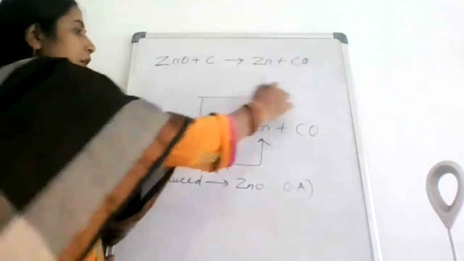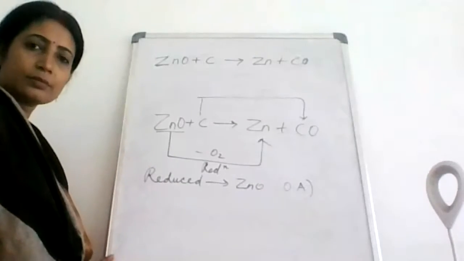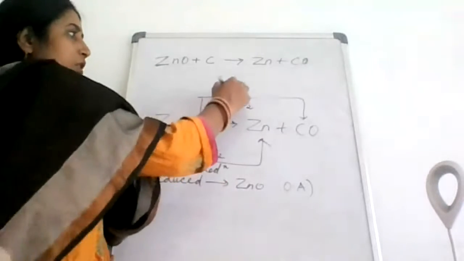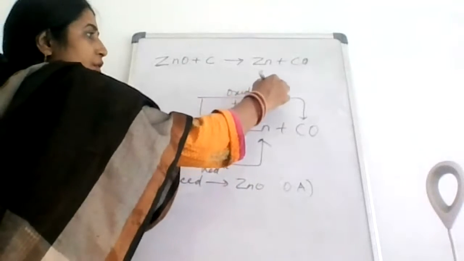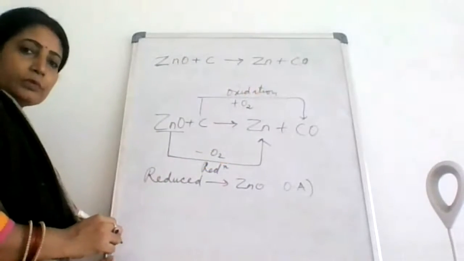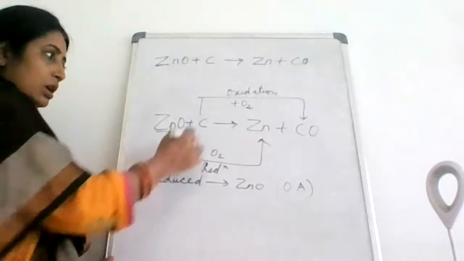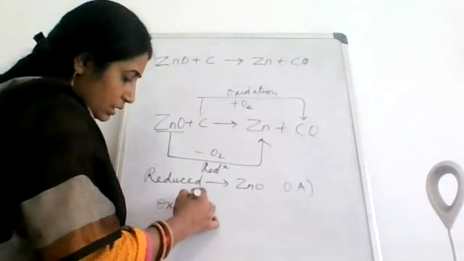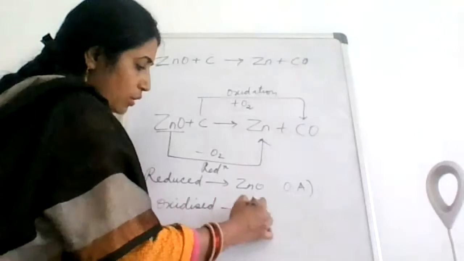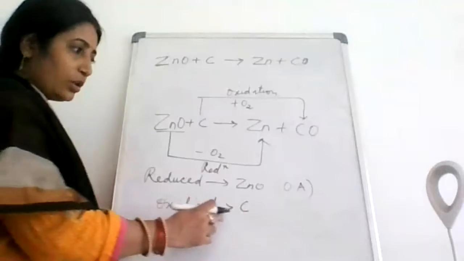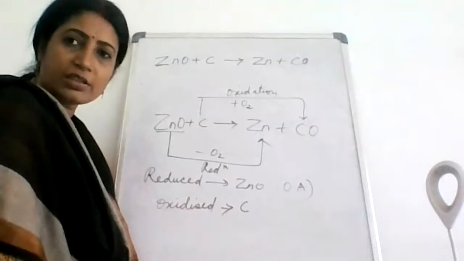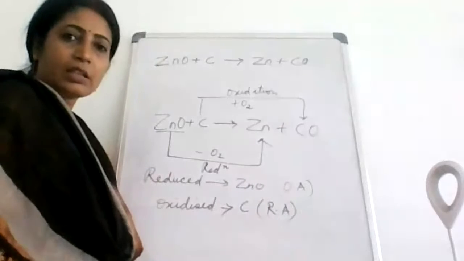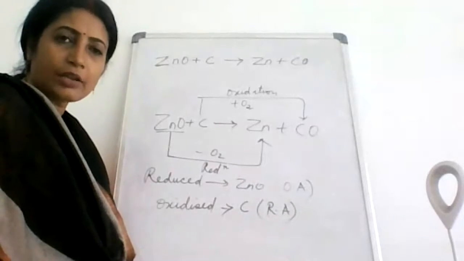And now carbon is forming what? Carbon monoxide. There, addition of oxygen is taking place, so this is the process of oxidation. Carbon is said to be oxidized. Since it is oxidized, it is acting like a reducing agent. That's all for this.